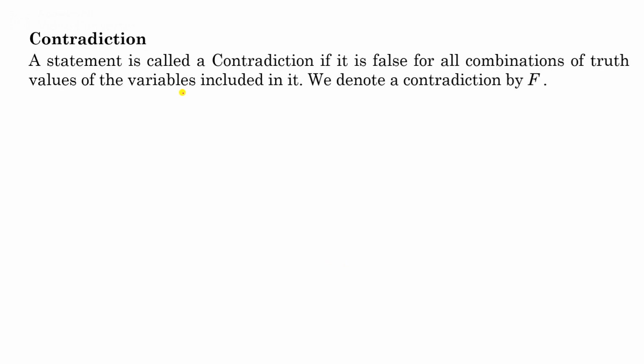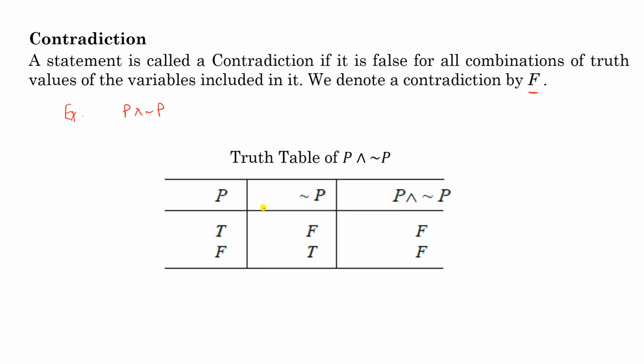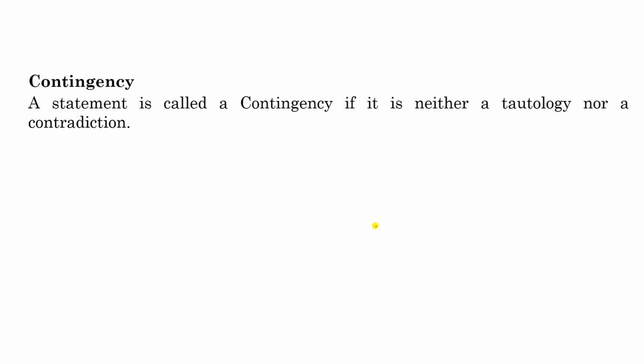Now, contradiction. A statement is called a contradiction if it is false for all combinations of truth values of the variables included in it, and we denote it by F. So here, if it is false for all possible combinations, then we say it is a contradiction. A simple example of this contradiction is P and negation P. Just make the table of P and negation P. If one of the variables is false, then P and negation P is also false. So this is an example of contradiction. Similarly, we may have another example.